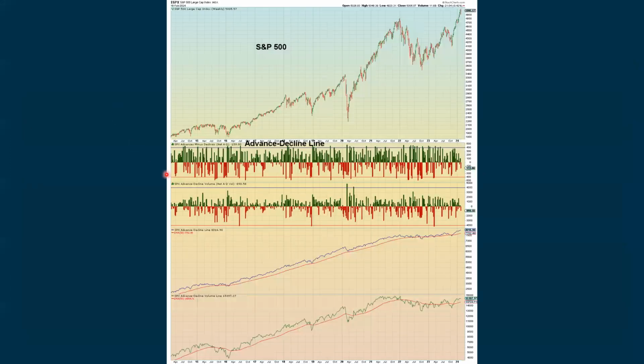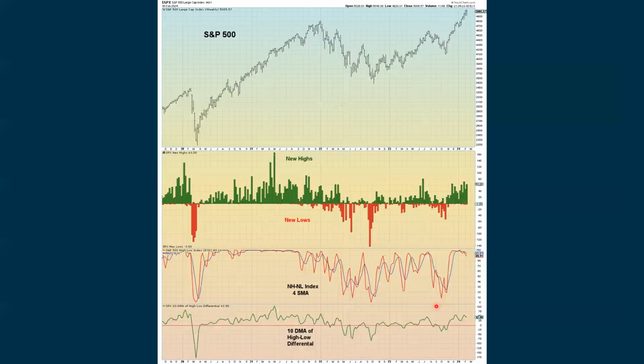Here is breadth. We're still looking pretty good here. We're above an advancing moving average when we look at the price. We're also advancing when we look at volume. You could see a little bit of a negative divergence here where price is breaking out above these previous highs. We have not broken out above these previous highs based on volume.